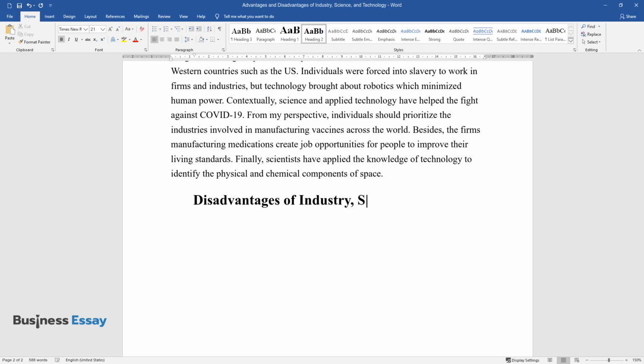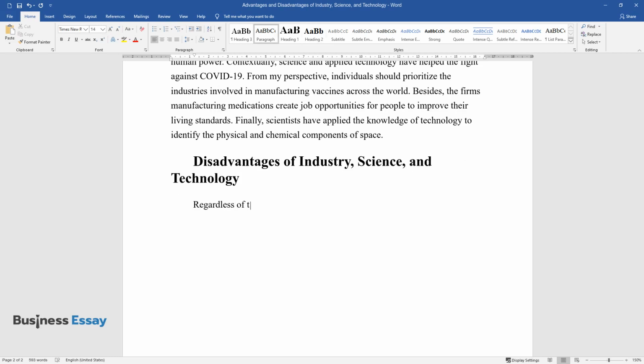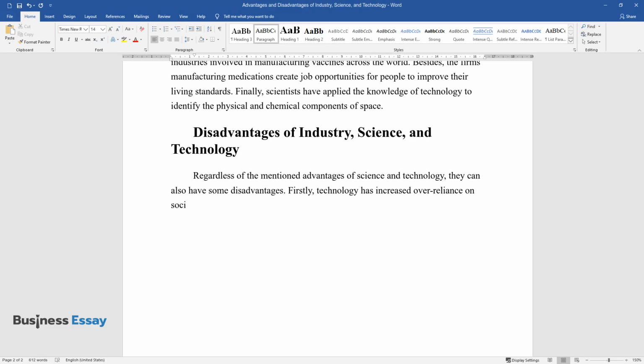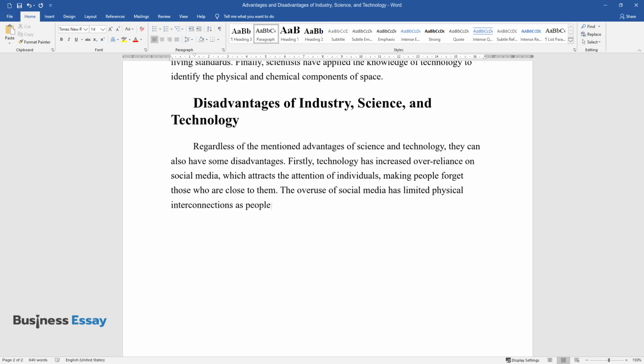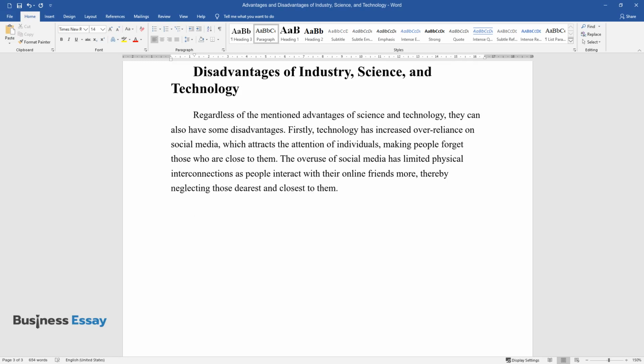Disadvantages of industry, science, and technology. Regardless of the mentioned advantages of science and technology, they can also have some disadvantages. Firstly, technology has increased over-reliance on social media, which attracts the attention of individuals, making people forget those who are close to them. The overuse of social media has limited physical interconnections as people interact with their online friends more, thereby neglecting those dearest and closest to them.